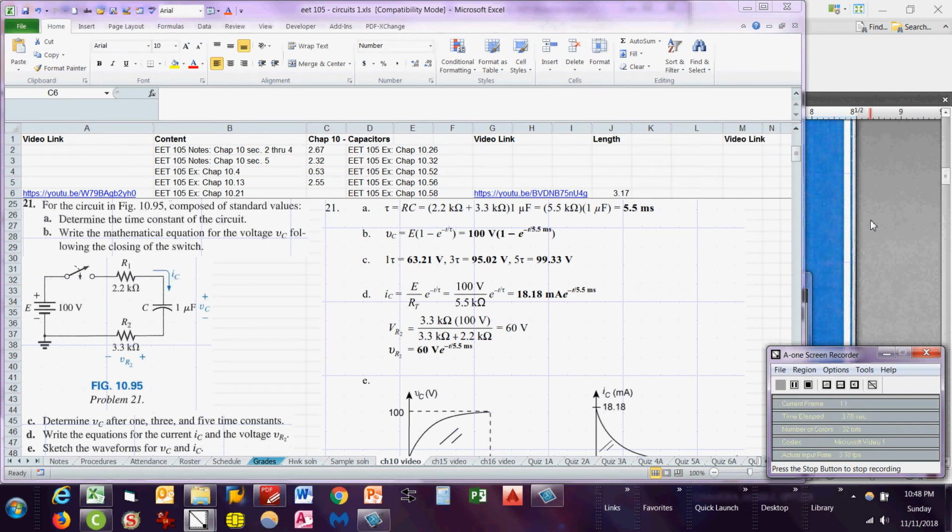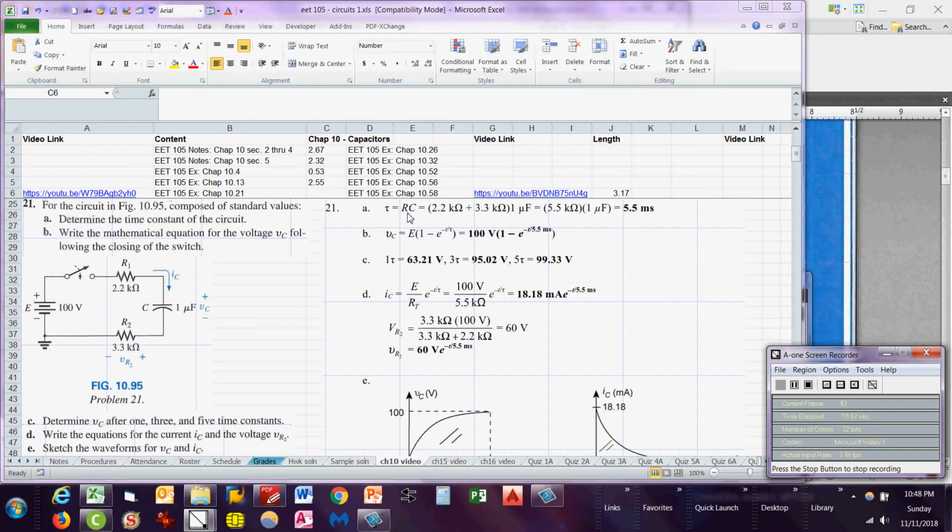EET105 example problem 10.21. For the circuit in figure 10.95 composed of standard values, part A, determine the time constant of the circuit. So the time constant is tau.